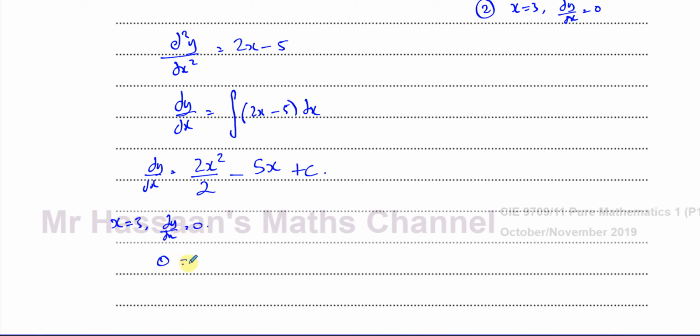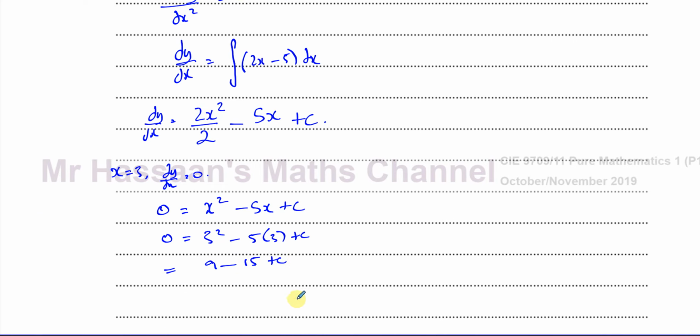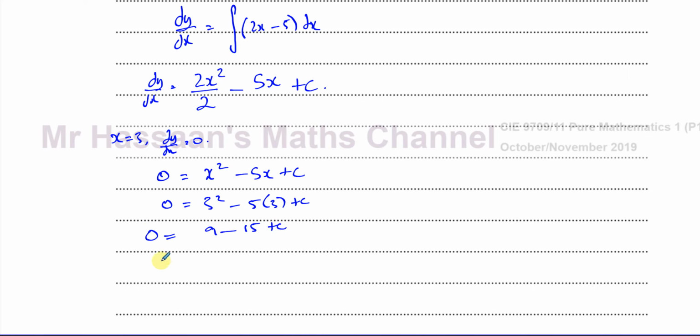So I can say 0 is equal to, this is going to be x squared minus 5x plus c. So 0 is equal to 3 squared minus 5 times 3 plus c. So that's going to be 9 minus 15 plus c. Now 9 minus 15 is equal to negative 6. So 0 is equal to negative 6 plus c. Therefore, c is equal to 6.